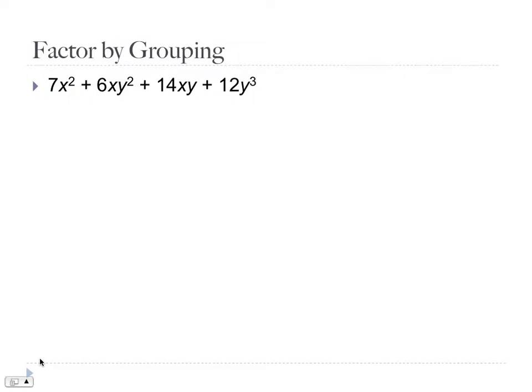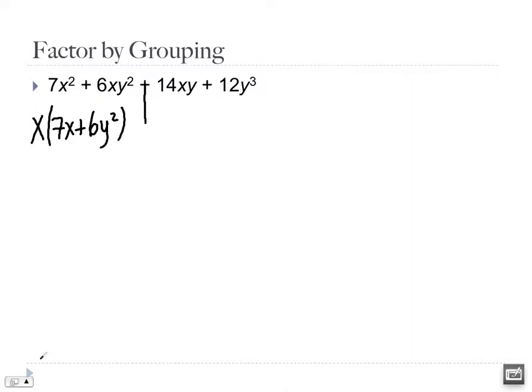Okay, last example. This is factor by grouping. This is similar to the split the middle method. We're already split. So you want to put a line down the middle. Look for the greatest common factor on the left side. There is no greatest common factor to 7 and 6, but I can take out an x. When I do, I'm left with 7x add 6y squared.